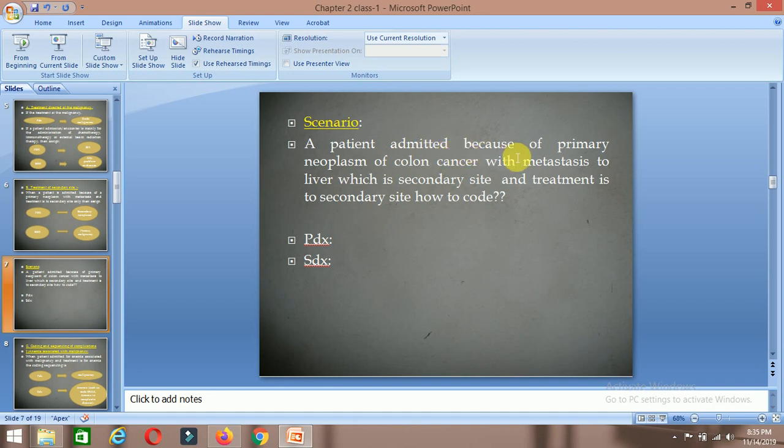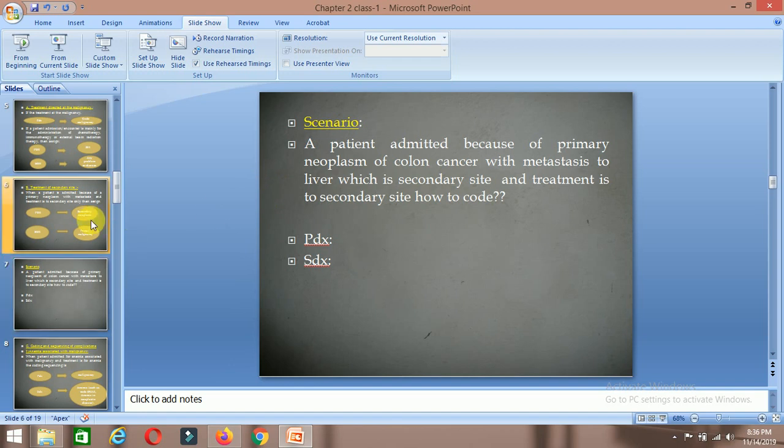Patient admitted because of the primary neoplasm of the colon cancer with metastasis to liver, which is the secondary side, and treatment is to the secondary side. So how to code? Here in this scenario, patient is having two types of neoplasm. One is colon and another is liver. So from colon it is being spread to the liver, right? But the treatment is only to the secondary side.